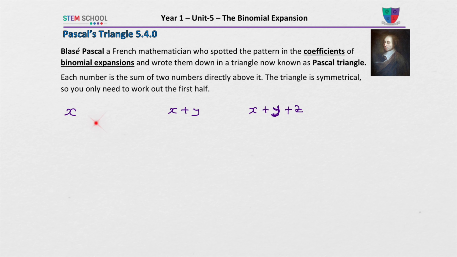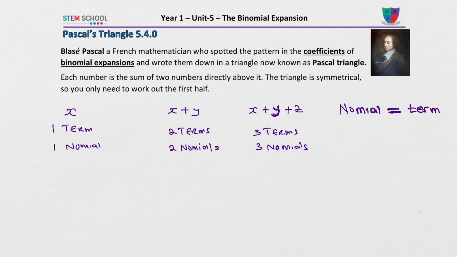This is one term. This is two terms. And this is three terms. A term is called a nomial. So nomial equals term. This is one term, one nomial. Two terms, two nomials. You can see the terms are separated by an operator, plus. Three terms, three nomials. So now you can see binomial expansion is referring to expansion of two terms to the power of n, and n can be any constant number.